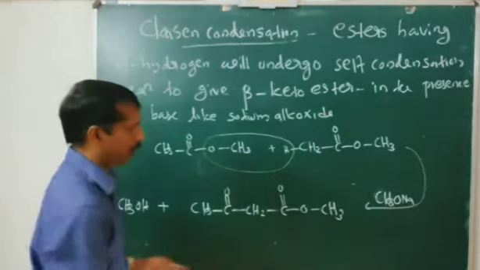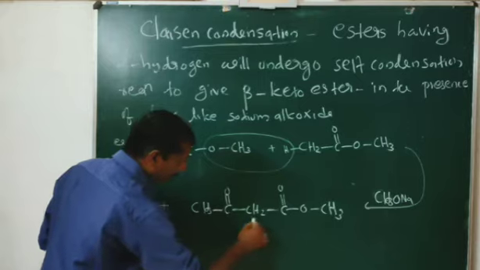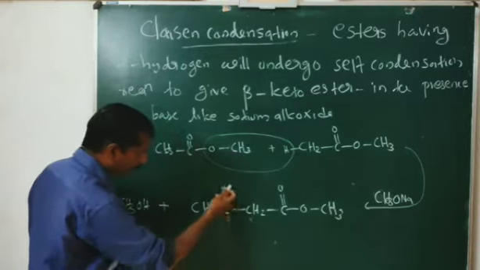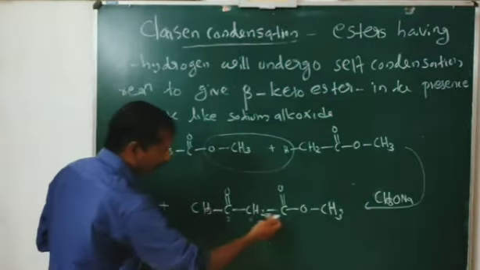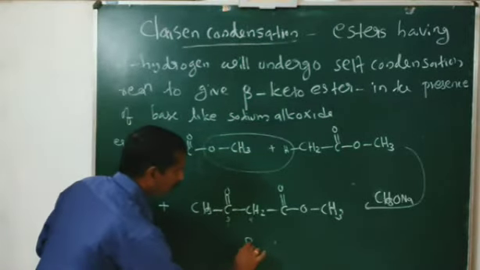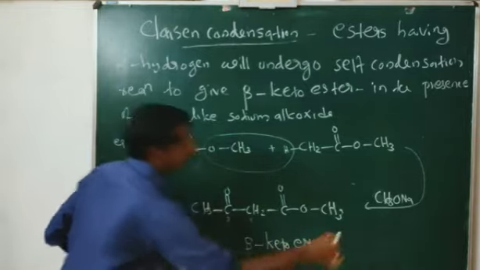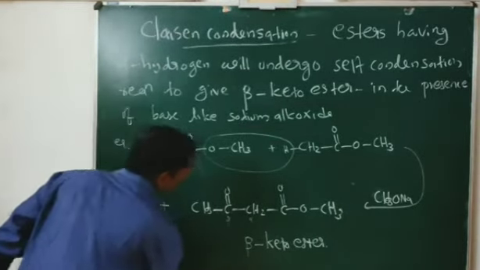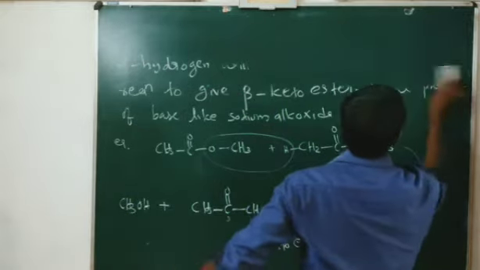What do you mean by beta keto ester? Look at here, this is our ester part, and CO group attached to carbon, this is alpha carbon, and here it is, this is beta. This is a keto group because the CO group is attached to two other carbon atoms. So this is the ester part, this carbon is alpha and this carbon is beta. This is a beta keto, so this is beta keto ester. This type of reaction is known as Claisen condensation.